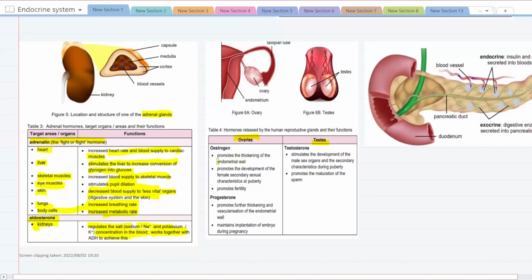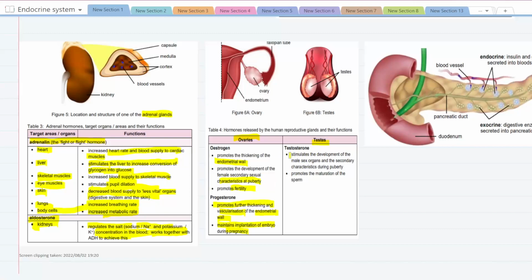Estrogen, thickening of the endometrial lining or the wall, of course, fertility, as well as secondary sexual characteristics in the female. And also I know it is very important in the growth of the follicle. And then progesterone thickens the vascular lining, or the blood vessels in the endometrium, and also maintains the implantation during pregnancy, meaning it just maintains the pregnancy, the gestation period.